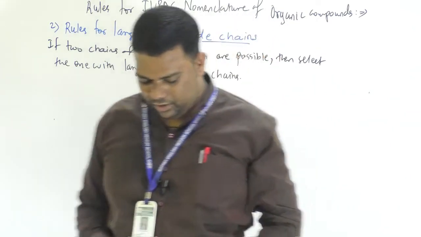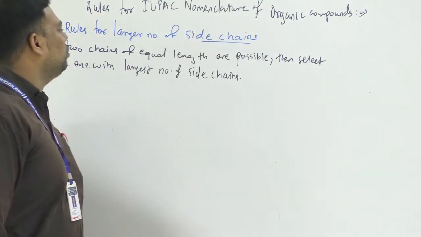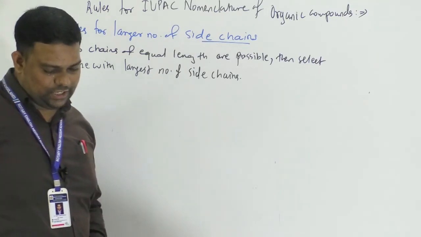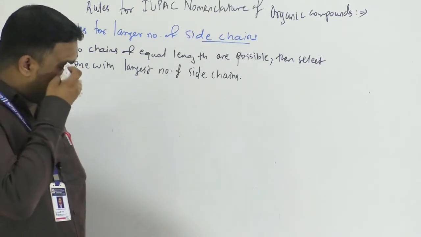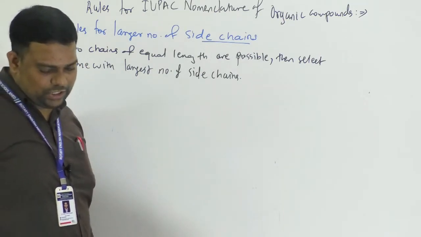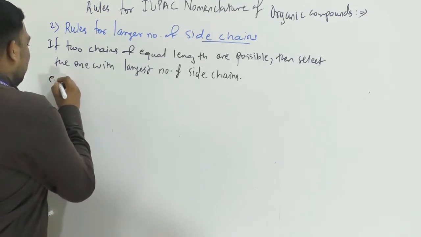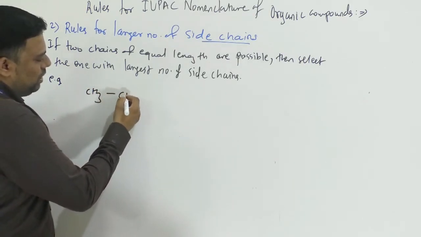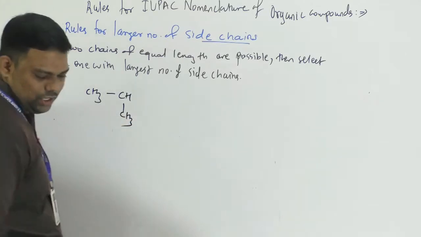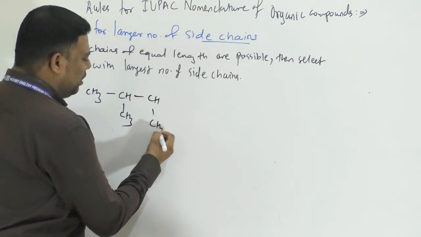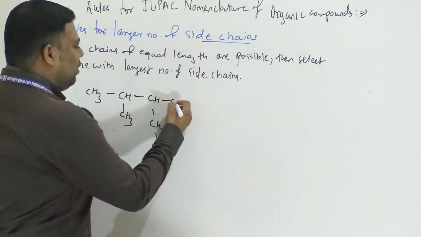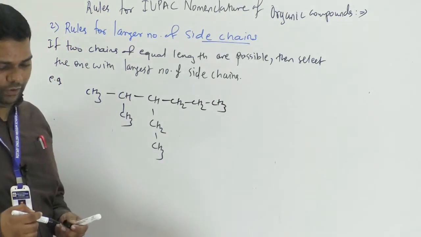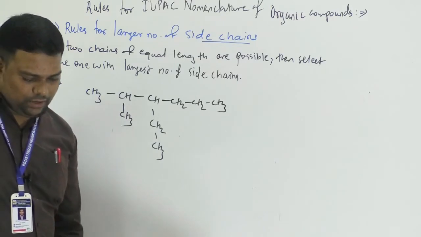So if two chains of equal length are possible, then select the one with the largest number of side chains. We will discuss this with an example. Suppose this compound is given: CH3 CH CH3, then CH2 CH3, CH2 and CH3. If two chains are of equal length, then wherever the largest number of side chains or substituents are present, you have to select that.